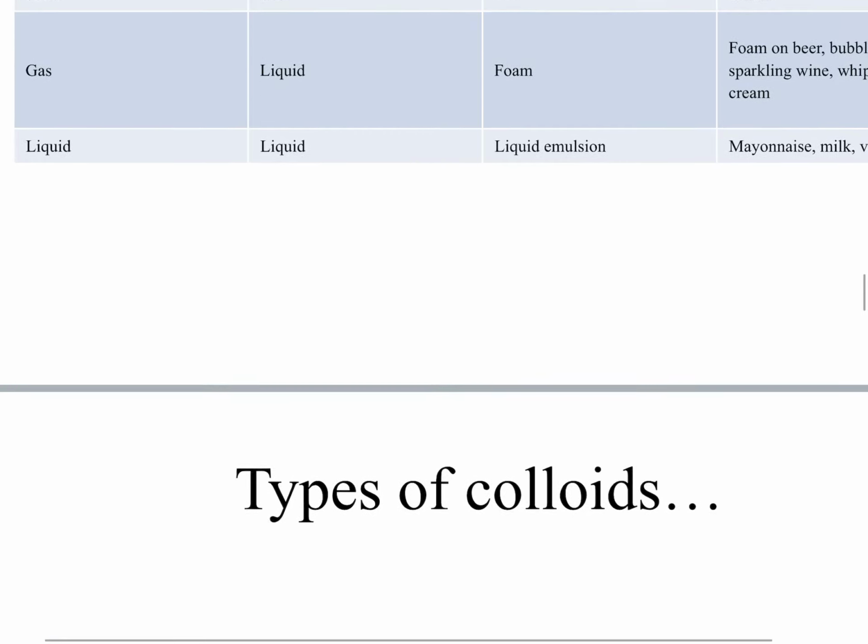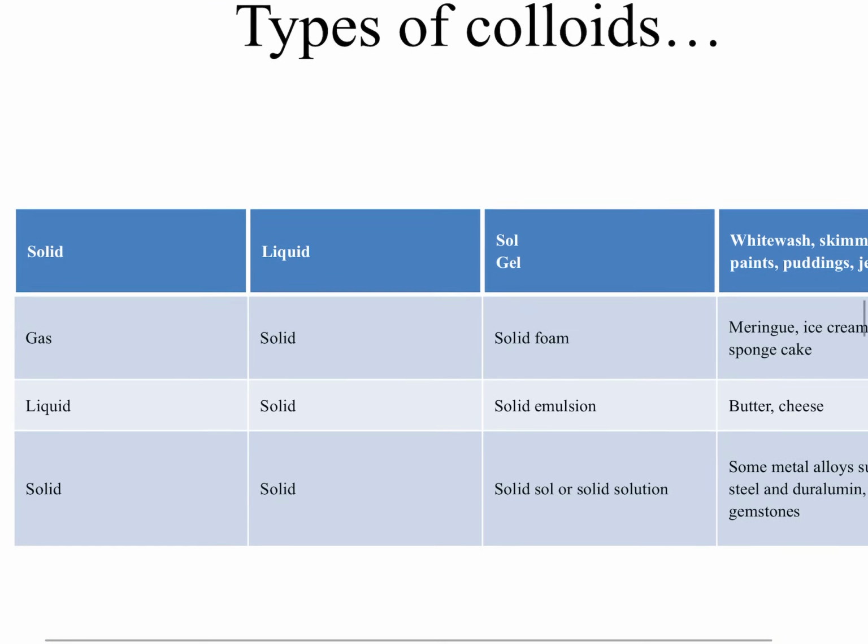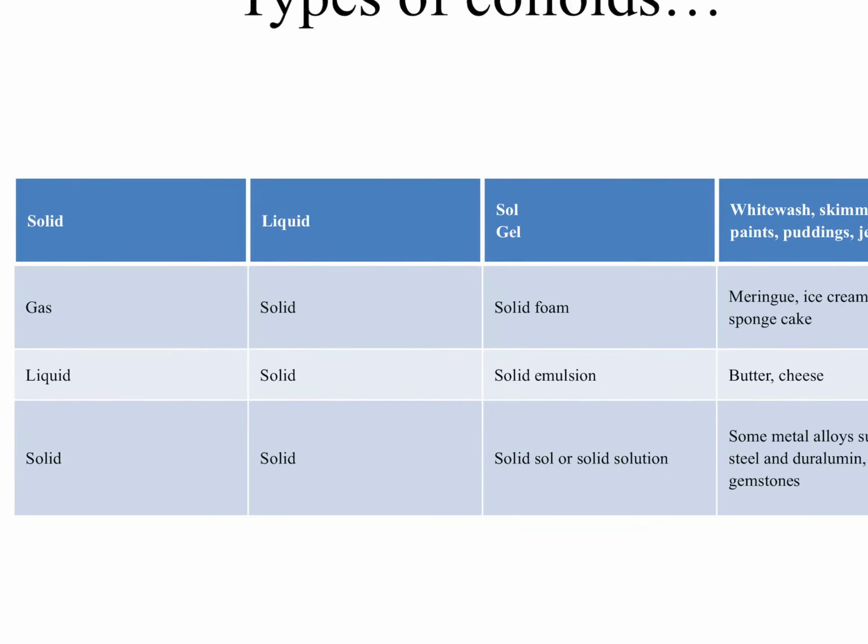Next, solid dispersed in the liquid is called sol or gel. It has both names, sol or gel, when solid is dispersed in the liquid medium. Whitewash, skimmed milk, paints, puddings, jelly, all these are examples of solid dispersed in the liquid medium. Gas dispersed in the solid medium is called solid foam. Ice cream and sponge cake are examples of this.